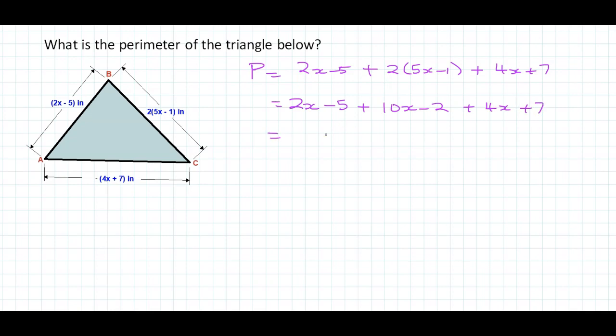So this is going to give you, now we're going to group common terms together. So 2x plus 10x plus 4x. And then we have minus 5 minus 2 plus 7. So this is going to give you 2x plus 10x, that's 12x plus 4x, 16x. Minus 5 minus 2 is minus 7 plus 7, that's 0. So this is 16x. I'm going to put this in parentheses to show that this is the unit for the sides there.